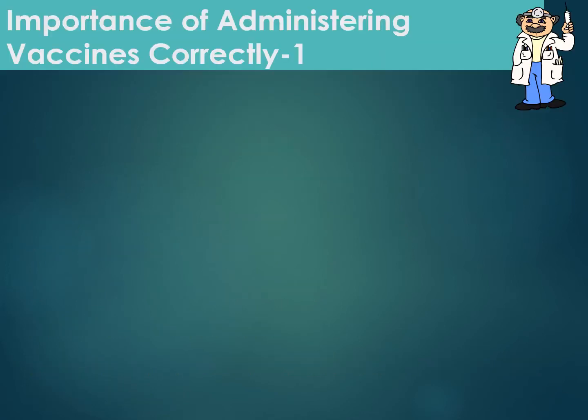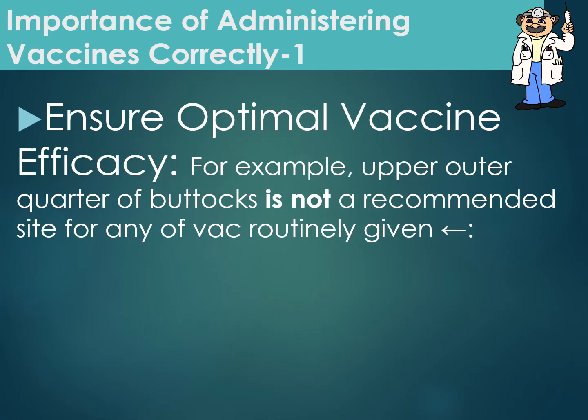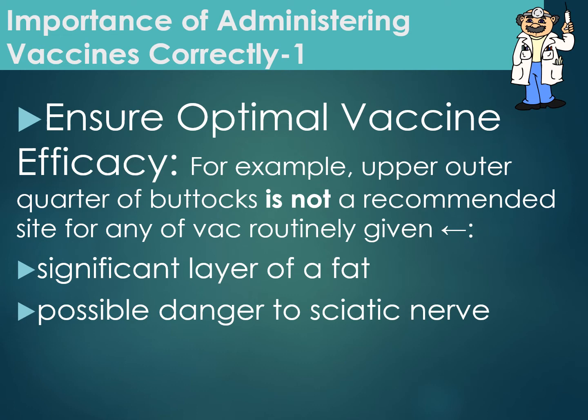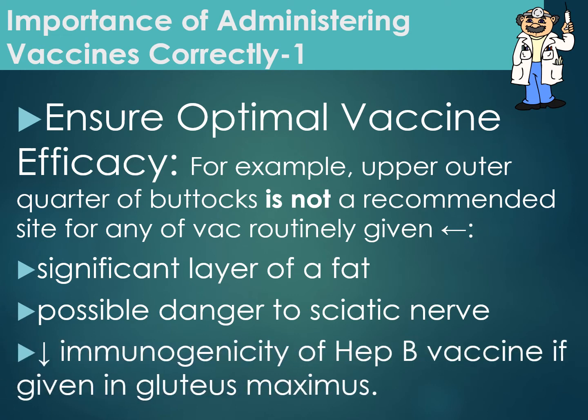Importance of administering vaccines correctly: ensure optimal vaccine efficacy. For example, the upper outer quarter of the buttocks is not a recommended site for any vaccine routinely given, due to the significant layer of fat, possible danger to the sciatic nerve, and decreased immunogenicity of hepatitis B vaccine if given in the gluteus maximus.